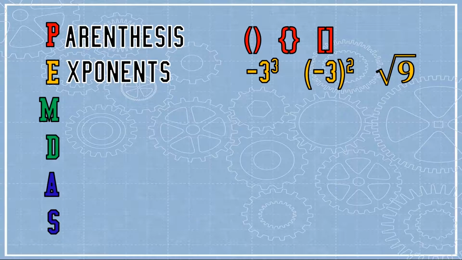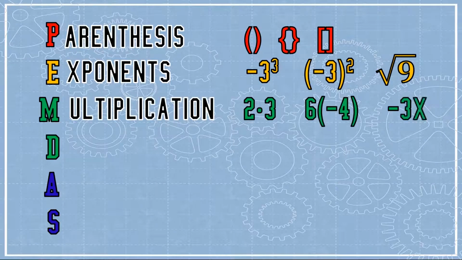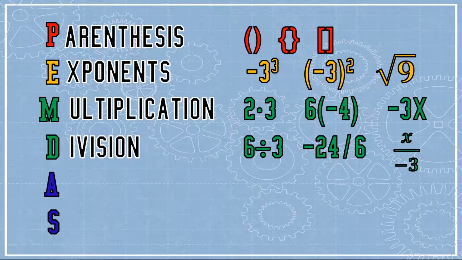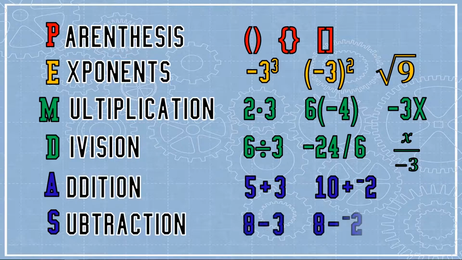The M and D in PEMDAS are multiplication and division. They're lumped together and color-coded in this case because you do multiplication or division from left to right, whatever you see first. They work this way because they're inverse operations. They do the same thing in opposite directions. The A and S in PEMDAS represent addition and subtraction. You'll evaluate all addition or subtraction from left to right, just like multiplication and division.